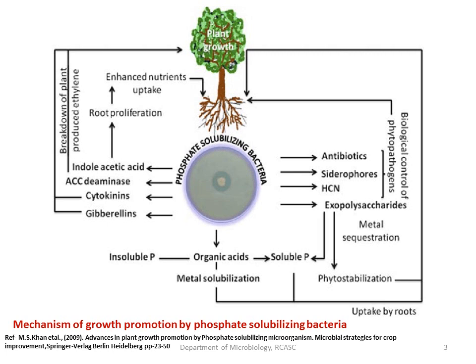Apart from solubilizing the phosphate in the soil, these bacteria or fungi also play a major role in promoting the growth of the plant. As you can see in this diagrammatic representation, phosphate solubilizing bacteria also play a major role as PGPRs. What are these PGPRs? Plant growth promoting rhizobacteria.